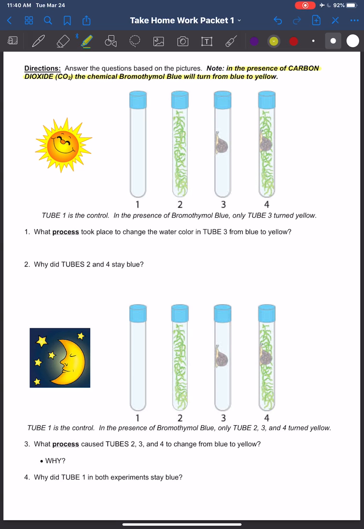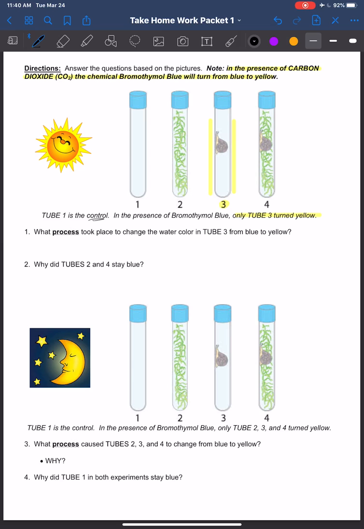So tube 1 is my control. Tube 2 has a green plant in it. Tube 3 has a snail, and tube 4 has a snail and a plant. Okay, so a plant and an animal, because a snail is an animal. So it says that only tube 3 turned yellow. I'm just going to highlight it in yellow here so that we know. Okay, what process took place to change the water in tube 3 from blue to yellow?